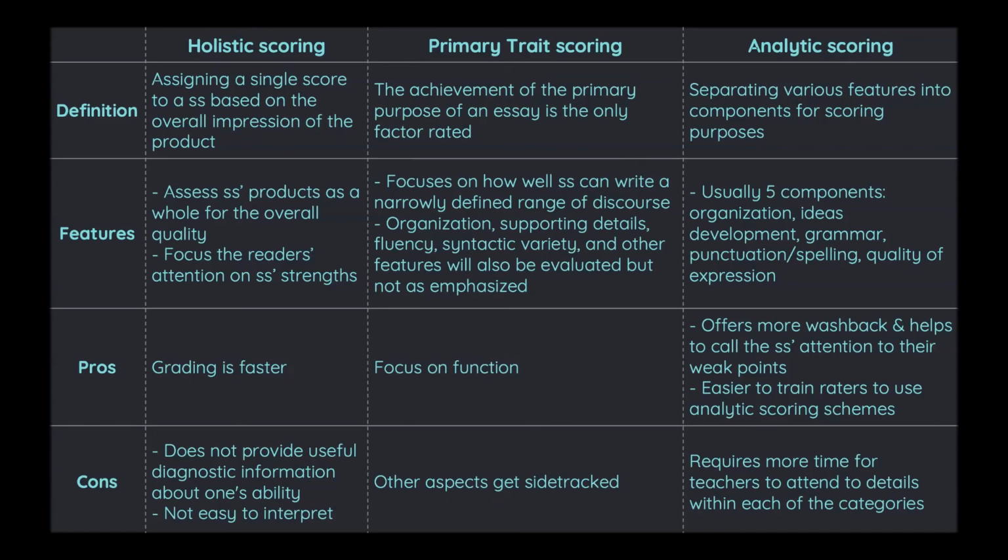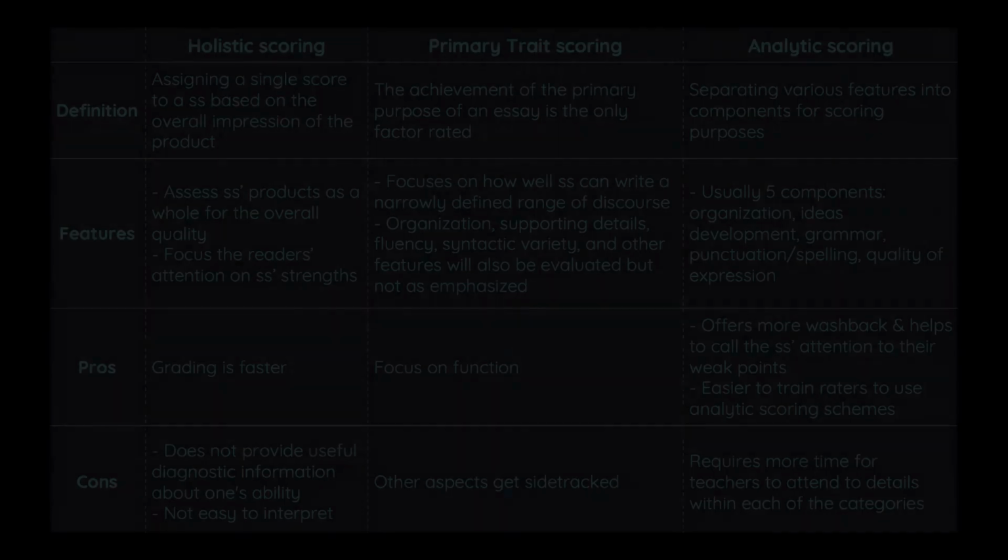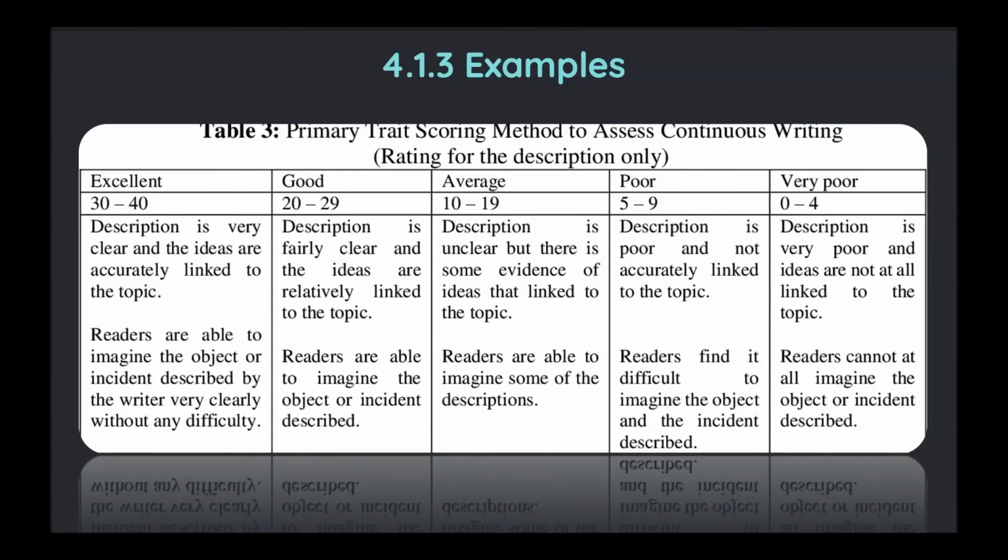Because holistic scoring is mostly used in high school in Vietnam, it's pretty familiar. And analytic scoring is something that Vietnamese students usually see in tests like IELTS. So I'm not going to provide an example, but the primary trait scoring is something that people do not usually see. So this is an example of primary trait scoring.